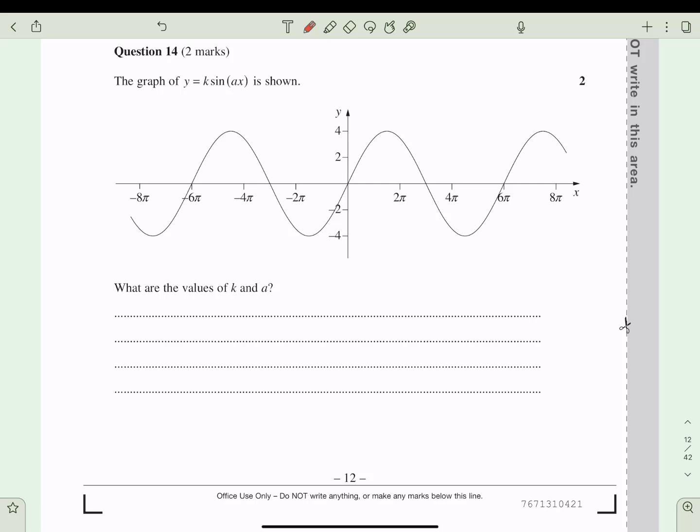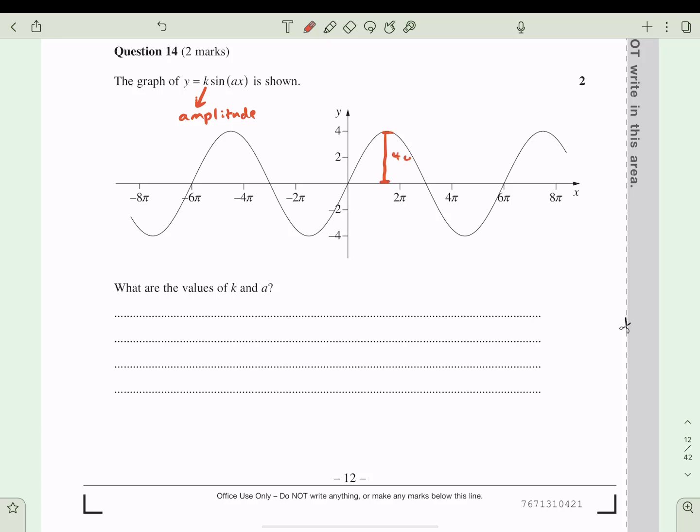Now looking at question 14, the graph of y equals k times sine ax is shown. What are the values of k and a? Now, when we have a trigonometric graph, the number in front of my sine or cosine, whatever it may be, that's the amplitude. Essentially the amplitude is how tall, how high, or how low your trig graph is going to be.